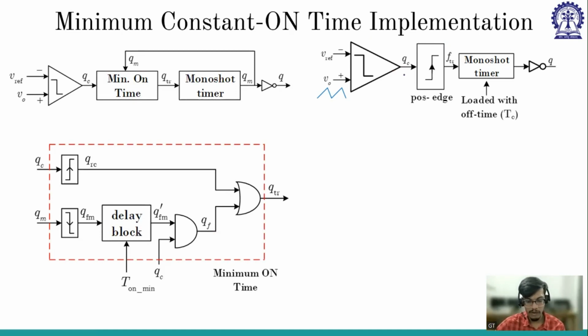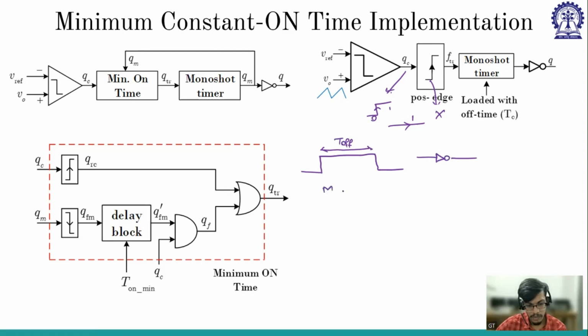What exactly is happening is, if QC is going from 0 to 1, we don't have any issue. The monoshot timer will be triggered and it will work fine. But what if QC is always 1? Then we'll never see a rising edge trigger. So the monoshot timer gives constant off time, right? And then it will turn on. So this is T off. Since it is an output gate, this is the monoshot timer, which will give us constant off time as we are inverting it.